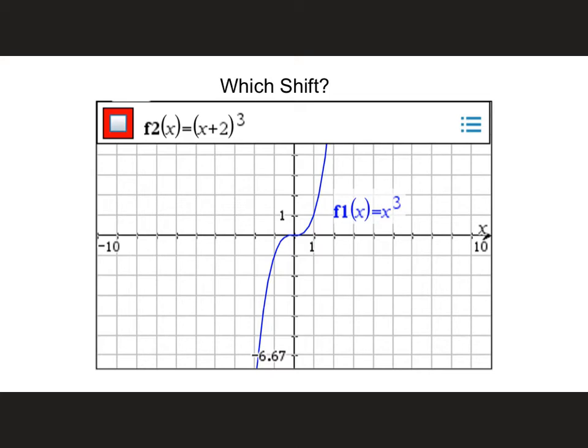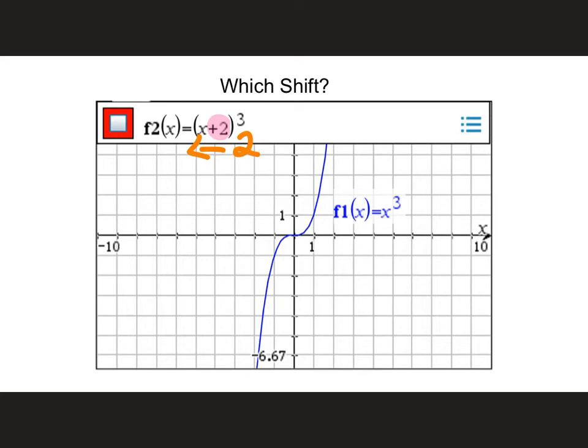Looking at the equation in our toolbar, we notice that there is a plus 2. And we know that it's inside our x, which means it's going to be a horizontal shift. The question is, do we go left or do we go to the right? Well, we know that it's a positive number, so positive would tell us to go to the left 2 units.